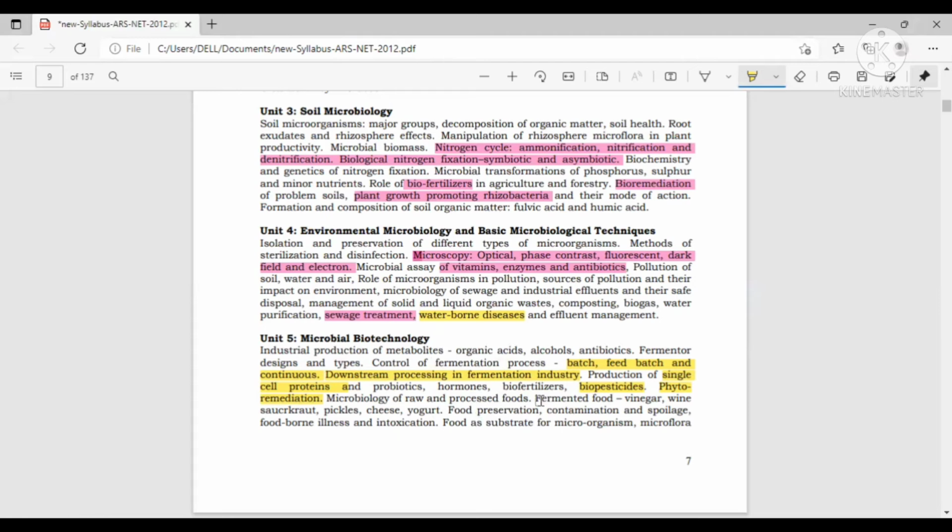Then the next part of this module 5 mainly includes food microbiology topics, like the preparation of some fermented foods such as vinegar, wine, sauerkraut, pickle, cheese, yogurt, etc., and how we can prepare them. If you are referring to Fraser, if you have already studied the food microbiology textbook by Fraser, that textbook is more than enough to cover all this part.